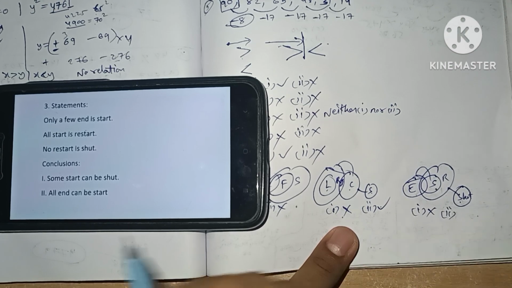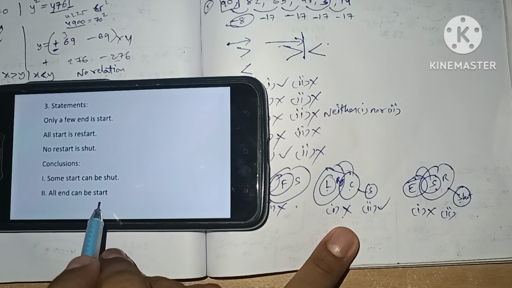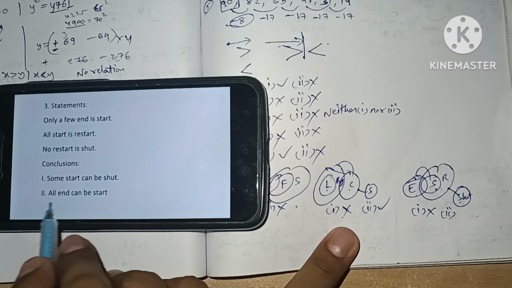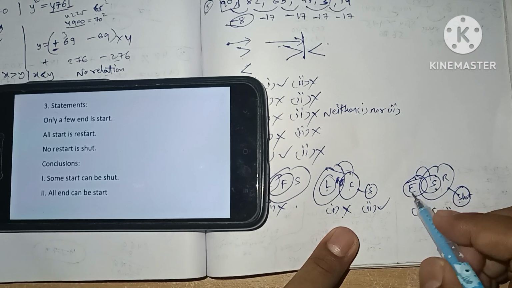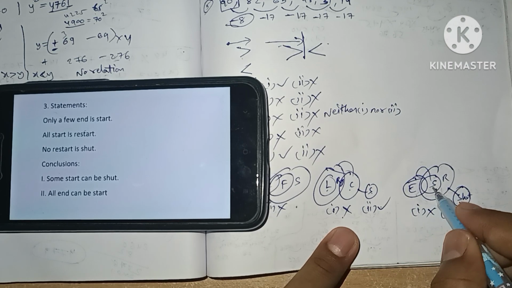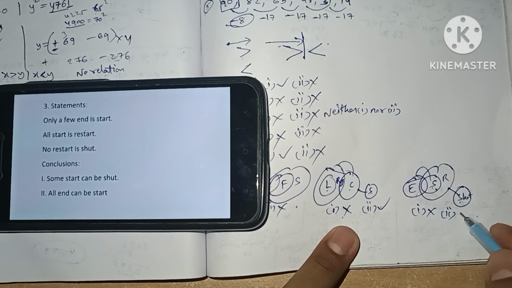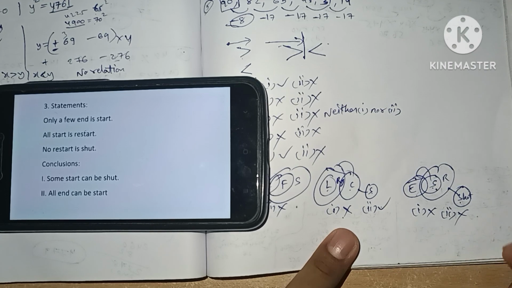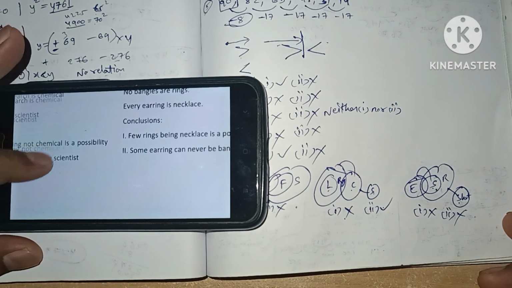Second conclusion, all end can be street. All end can be placed inside street. Is it possible? No, it is not possible. Second conclusion is false. Now we are going to see fourth question.